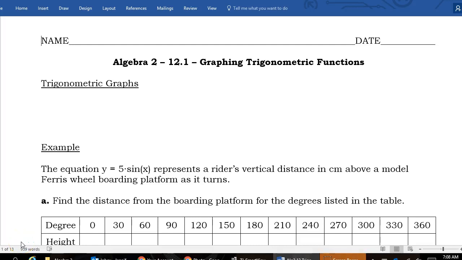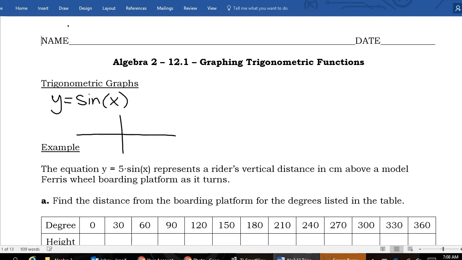This is Algebra 2, Lesson 12.1, Graphing Trigonometric Functions. So we are going to be looking at graphs of sine and cosine during this chapter, and then transforming those graphs. So I want to give you briefly what initially those graphs might look like. So the graph y equals sine of x.